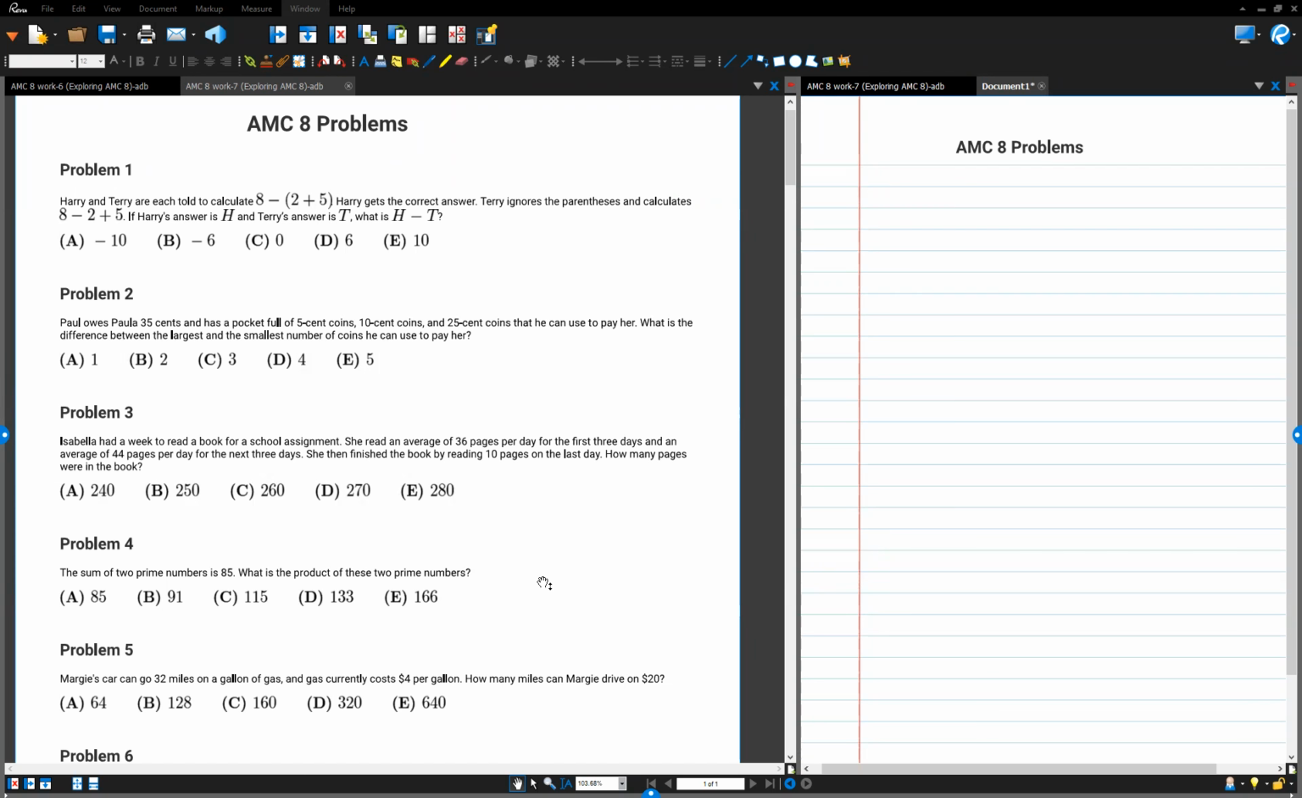Can you guys try this one? Harry is correct. This was the correct one. What's the answer for this one? 8 minus (2 plus 5). How much is that? 2 plus 5 first. That is 7. Now 8 minus 7 is 1, right? That is Harry's value. So H equals 1.